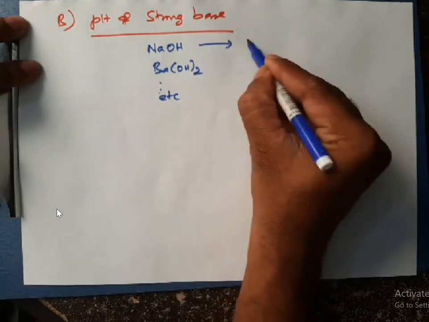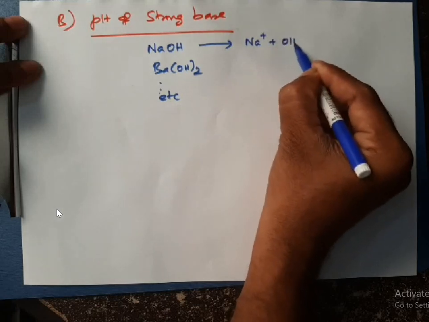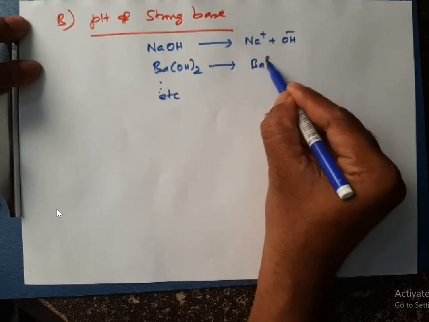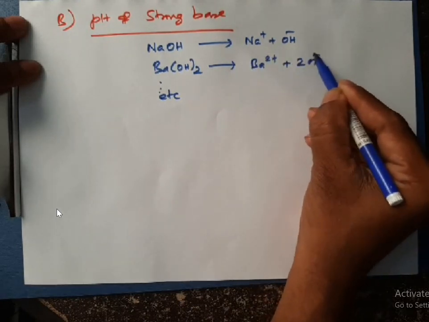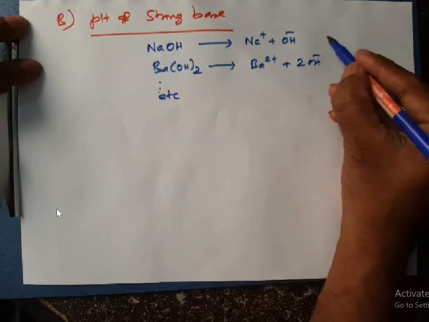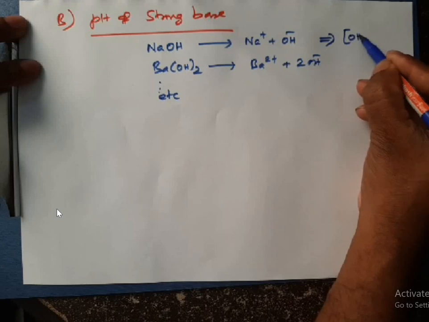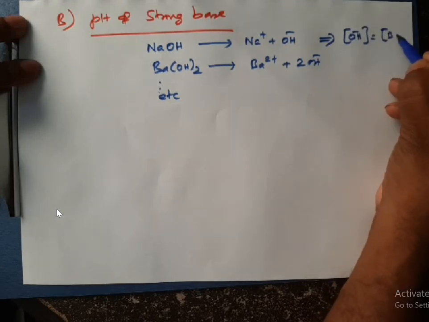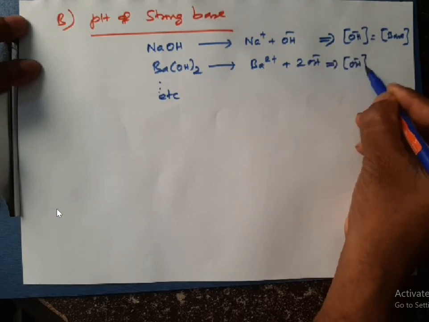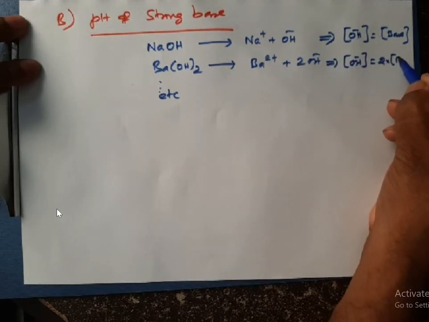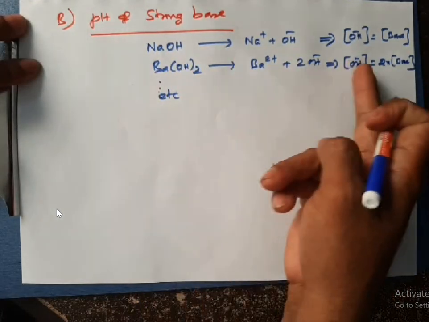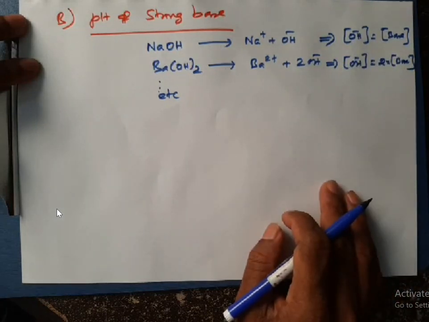Okay, sodium hydroxide will ionize to give Na plus and OH minus. N factor is 1. For barium hydroxide, you will get Ba2 plus ion and 2 OH minus ion. They undergo complete ionization. Here N factor is 2. In this case, concentration of OH minus ion is equal to concentration of the base given. And in this case, concentration of OH minus ion is equal to twice the concentration of the base. If base concentration is 1 molarity, then this should be 2 molarity also.